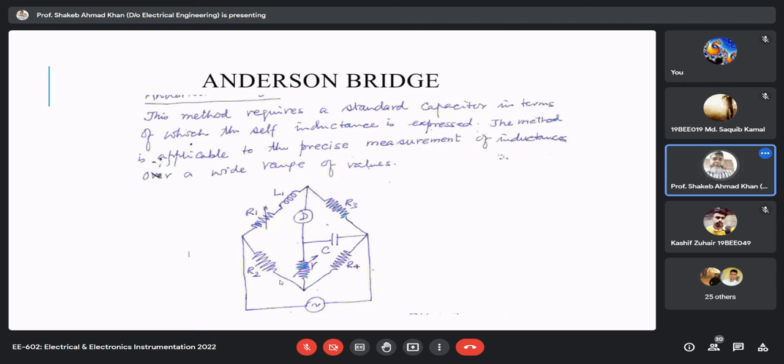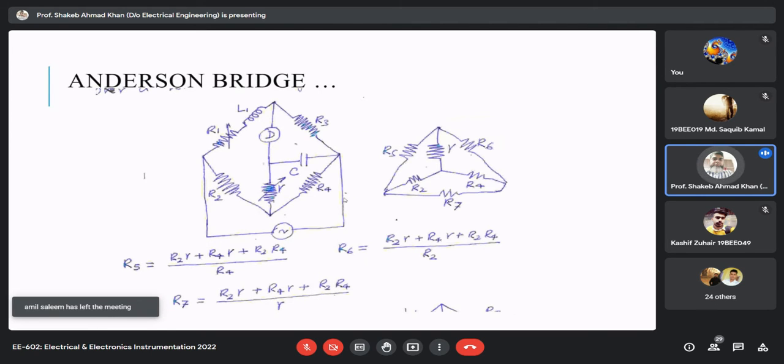To analyze this bridge and derive the balance equation, I tried to simplify it. If you look at this part, the R2, R4 and small r, this part is basically making a star. So I converted it into delta. This is your star and I converted it into delta, giving additional delta resistances R5, R6 and R7.